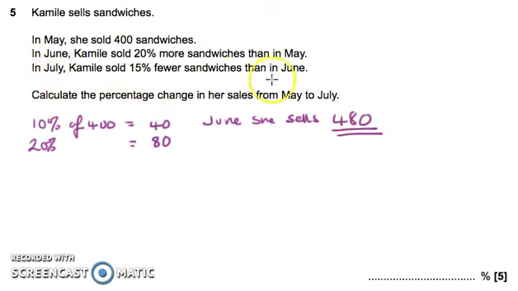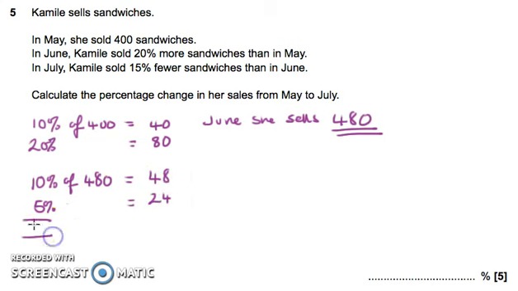Then we need to work out how many sandwiches she sells in July, and that's 15% fewer than she did in June. So June is 480, so we need to work out 15% of 480. Start off with 10%. 10% of 480 is 48. Again, just divide by 10. And then if we halve that, 5% is equal to 24. Now that's going to give us our 15% if we add those two percentages together, and that is equal to 72. So we found out that 15% is 72.